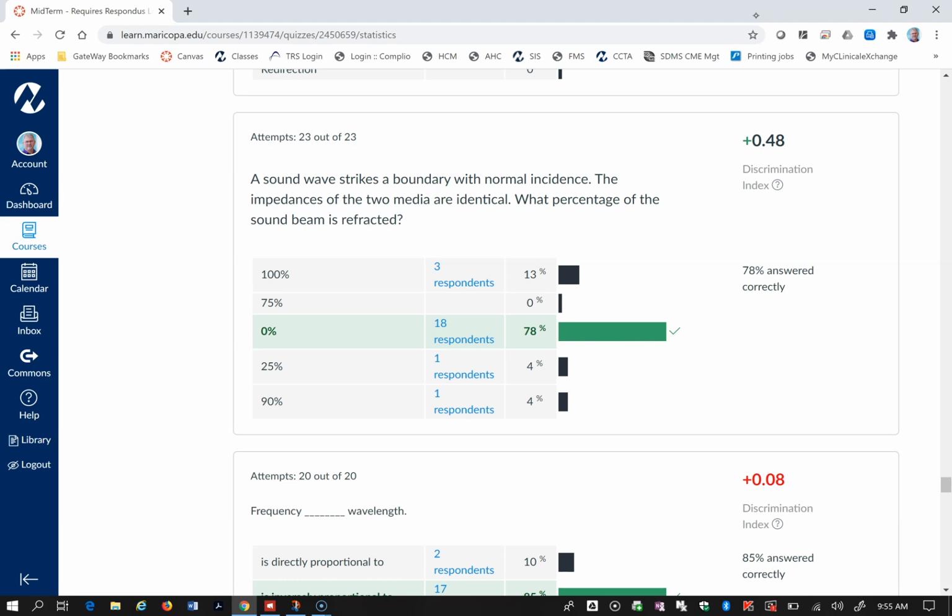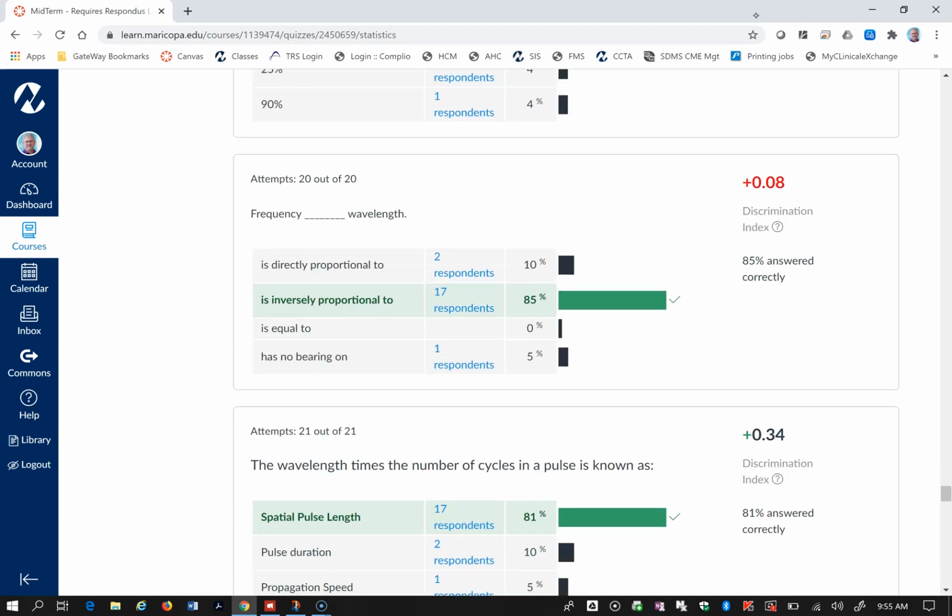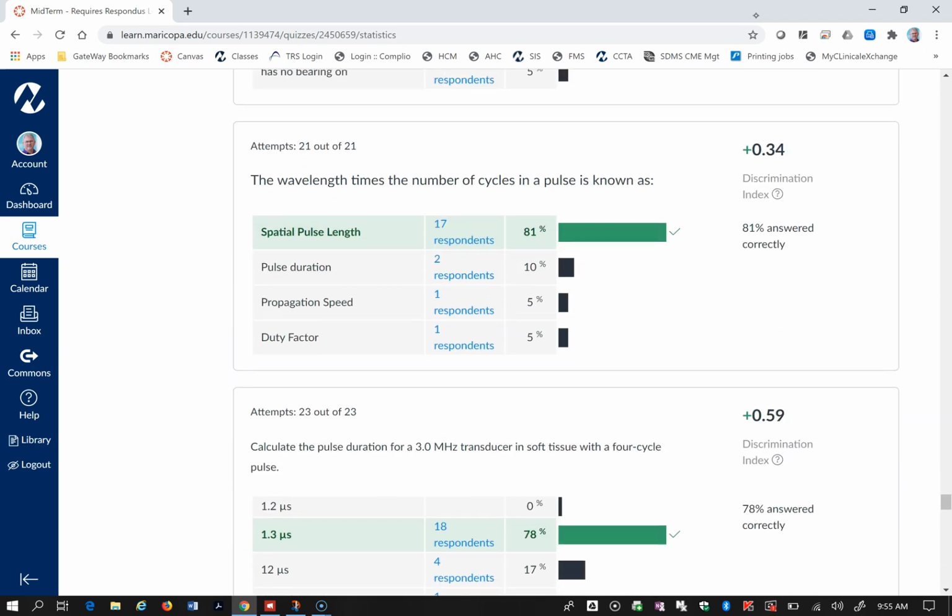Next, a sound wave strikes a boundary with normal incidence. The impedance of the two media are identical. What percentage of the beam is refracted? So since the impedances are identical, there is no reflection. Since it is coming in at a normal incidence, there is no refraction. So the answer is 0. And so most of you got that correctly. Good. Frequency is inversely proportional to wavelength. Good. Most of you got that. Wavelength times the number of cycles in a pulse is known as the spatial pulse length.